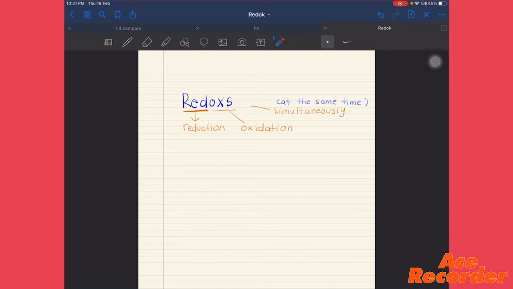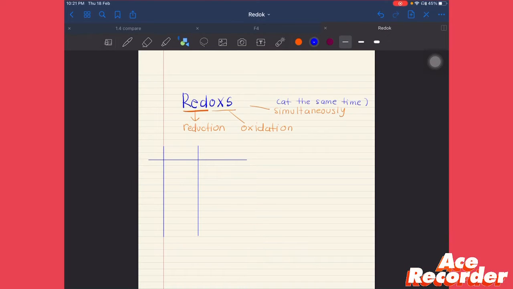But I know the definition now, but how do I know whether a reaction is oxidation or reduction? We will be given four methods to identify it. Okay, so the first method, I just put a column here first. Ox means oxidation. Red means reduction. So we have four methods, right?